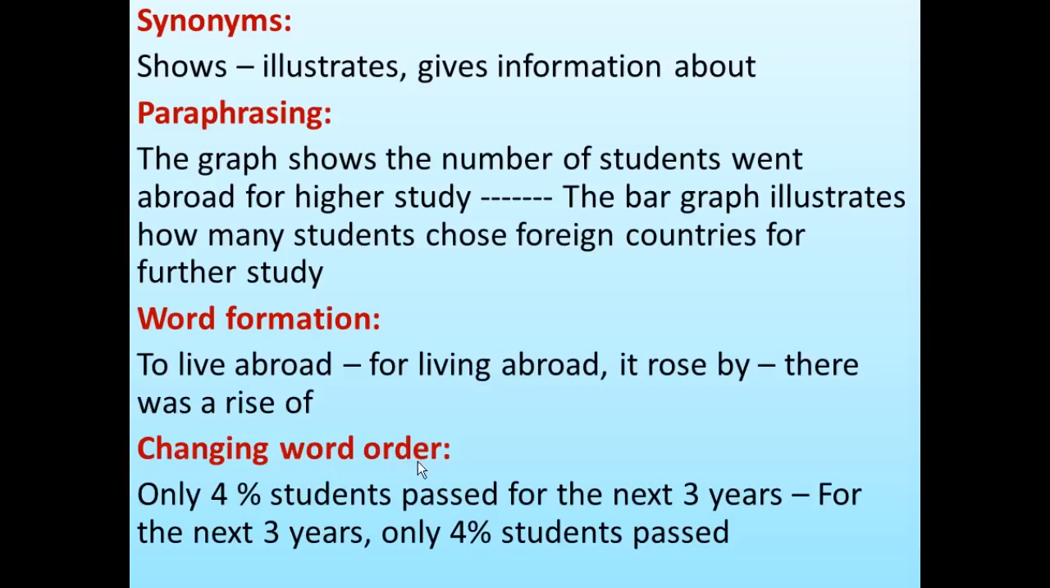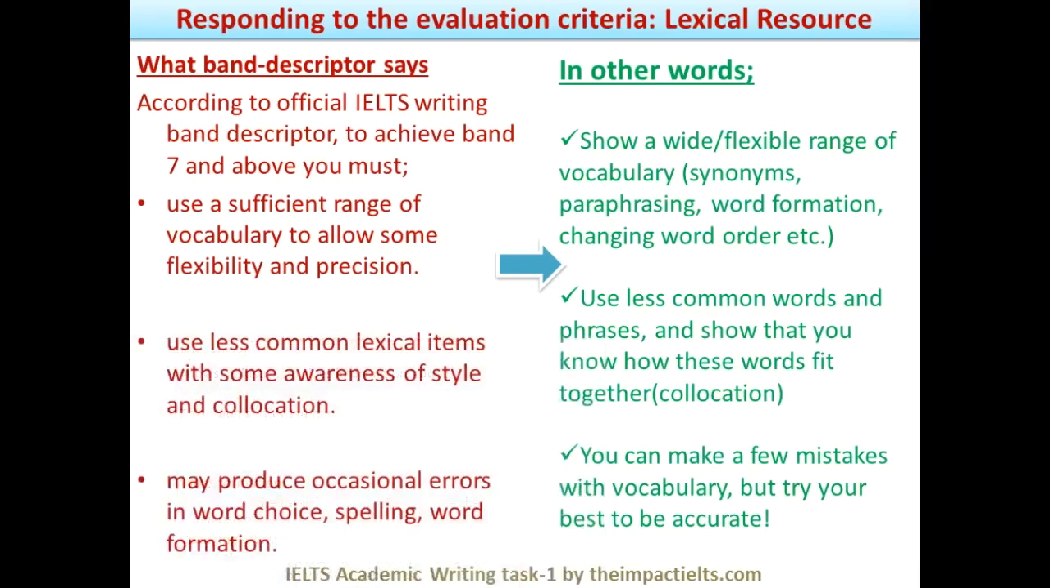And the word order. I can just give an example; it's very simple to understand. Only 4% of students passed for the next 3 years. Instead of that, we can write: for the next 3 years, only 4% of students passed. I have brought this part first. That's changing word order. So these are the tools that can be used to demonstrate your lexical resource quality to get better marks.